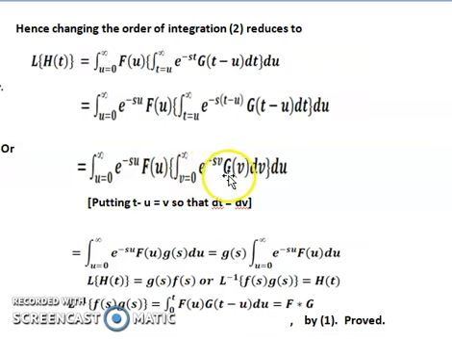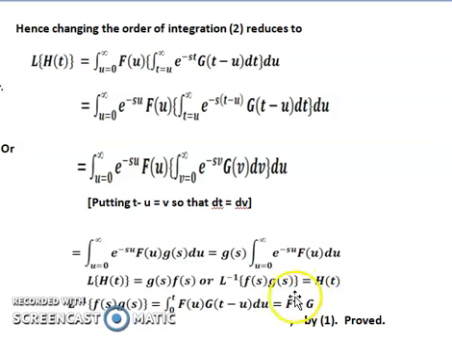e to the power minus sv g(v) dv we can write as G(s). Now G(s) should be outside, so the rest of the integration becomes integration over 0 to infinity e to the power minus su f(u) du. So this is known as F(s). So we will get L of h(t) equal to F(s) into G(s). So L inverse of F(s) into G(s) equal to h(t).